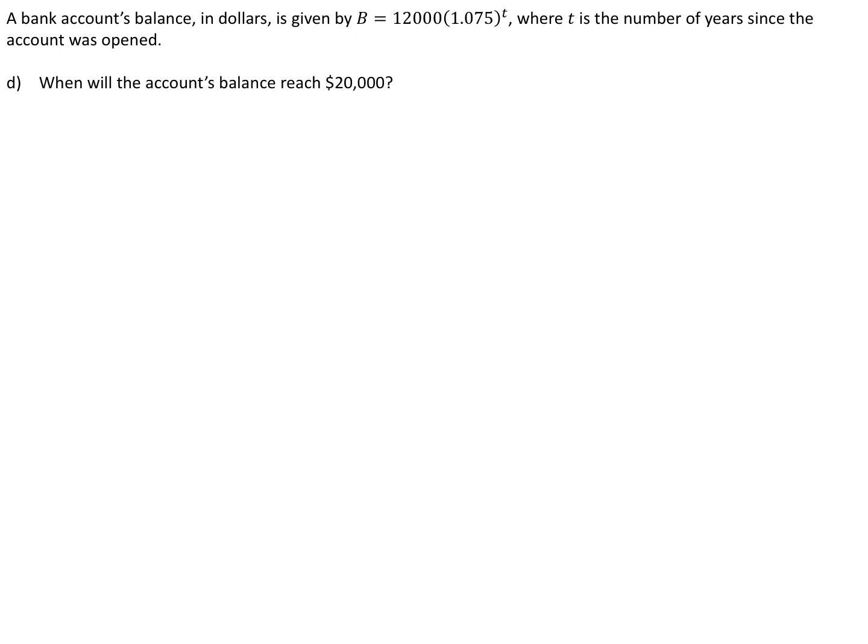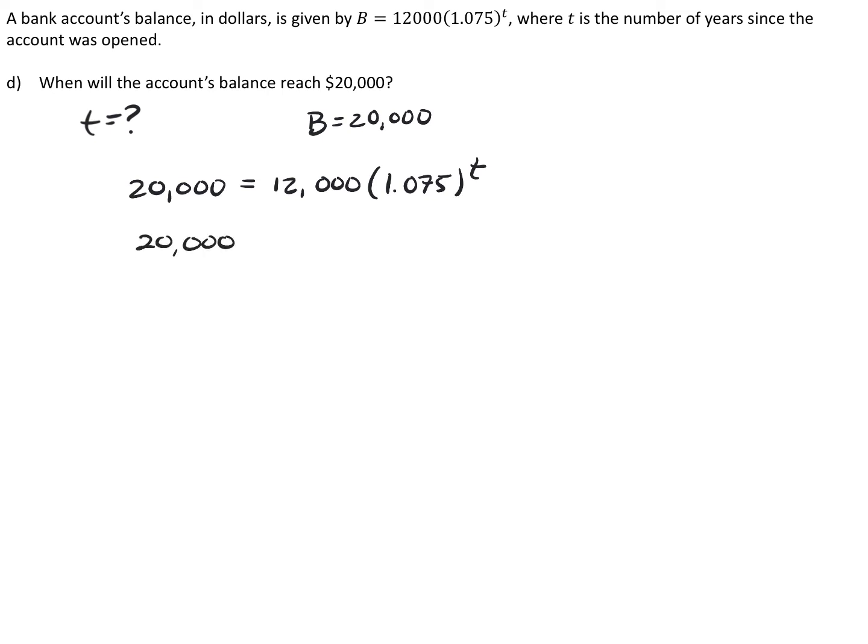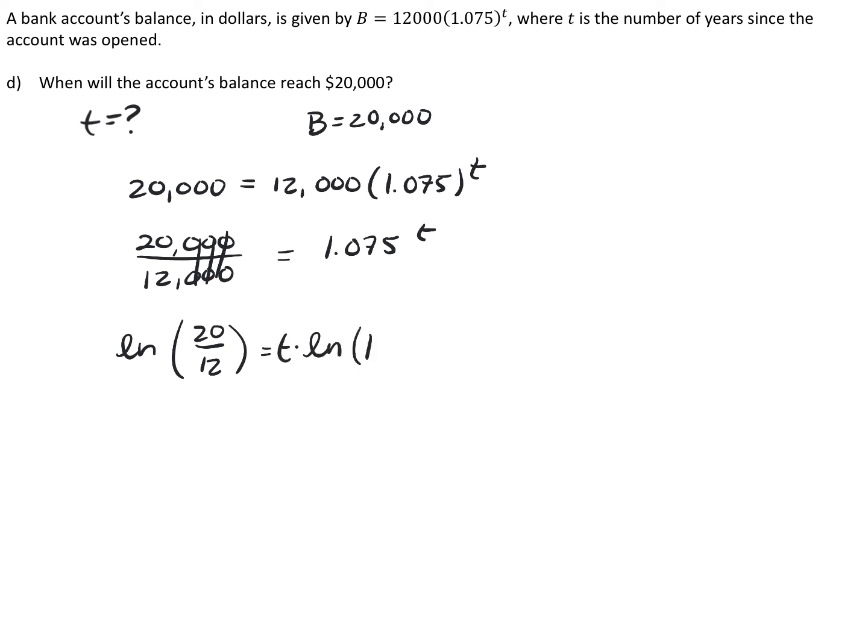When will this account balance reach $20,000? So we want to know what is T when B is 20,000. So let's just substitute 20,000 into the equation for B and work backwards and solve for T. First thing we're going to do here is divide 12,000 on both sides. I'm going to just cancel out some zeros here. I'm going to leave that as 20 over 12 and then go ahead and take the natural log on both sides and then apply the power rule at the same time. And so now T is equal to, divide both sides by the natural log of 1.075.